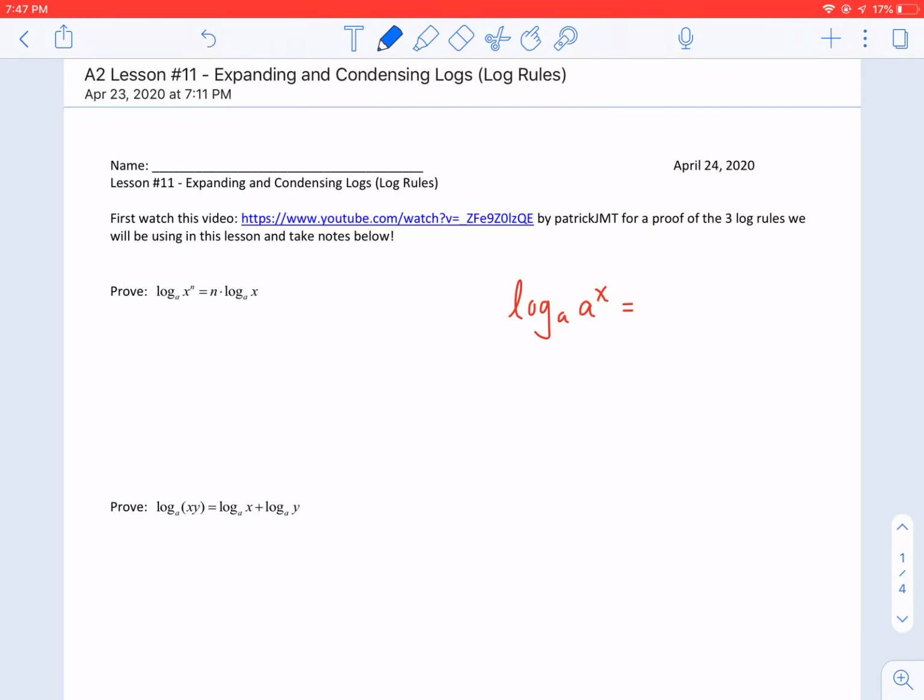Alright guys, we're back with another video. Today we're going to look at expanding and condensing logs using log rules.